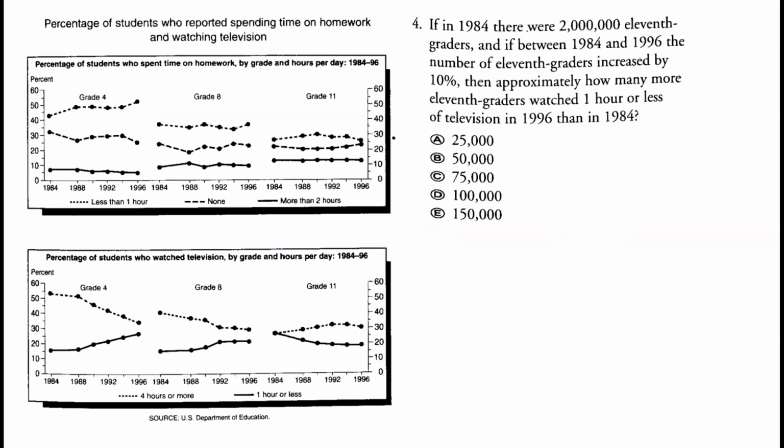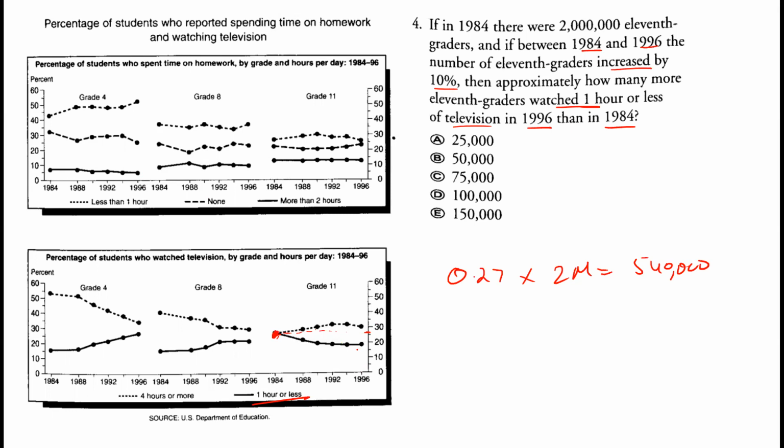Now in 1984, there were 2 million 11th graders. And if between 1984 and 1996 the number of 11th graders increased by 10%, then approximately how many more 11th graders watched 1 hour or less of television in 96 than in 1984? Now let's find out how many of them were watching 1 hour or less in 1984. So this number is a little less than 30, so approximately it's 0.27. So 0.27 multiplied by 2 million equals 540,000.